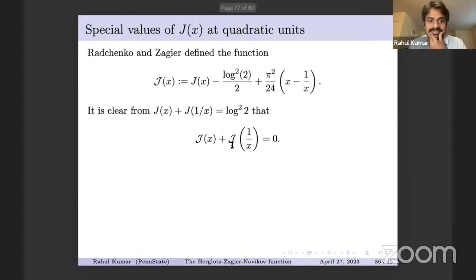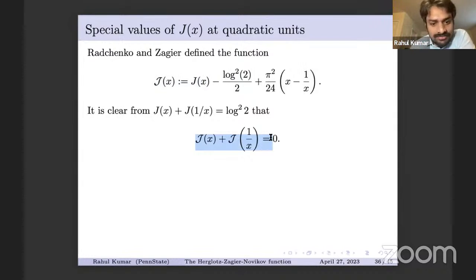Okay, so now let me discuss how Radchenko and Zagier obtained their two tables in their paper. They define this script j function in terms of that j function. They actually add and subtract these two terms. And by using our two-term functional equation, one can have this functional equation for this script j function also.